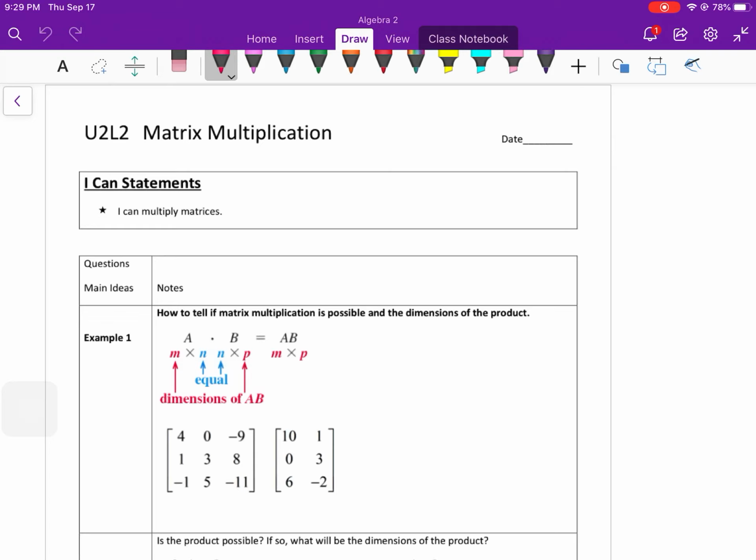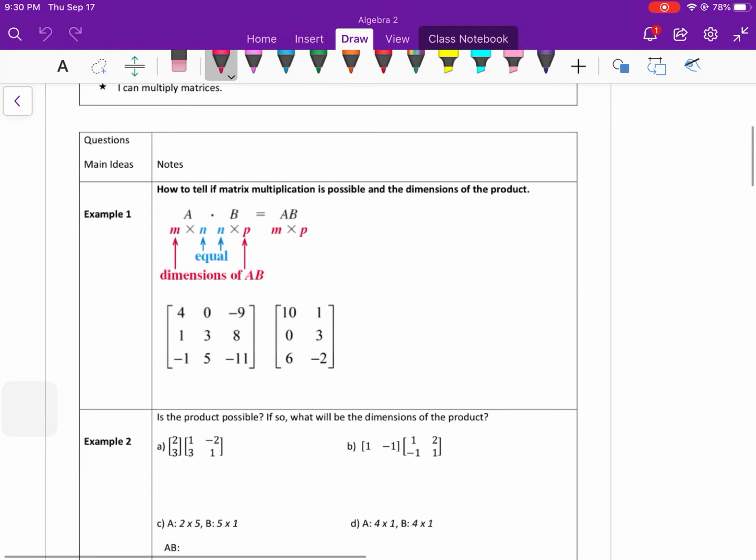But first, we need to be able to tell if it is even possible. For some matrices, you can't find the product or you're not able to multiply them together. How you can tell is that if you look at the dimensions of A times B, the middle dimensions must be equal. So if A is m by n, then B must be n by p, and then the product is m by p.